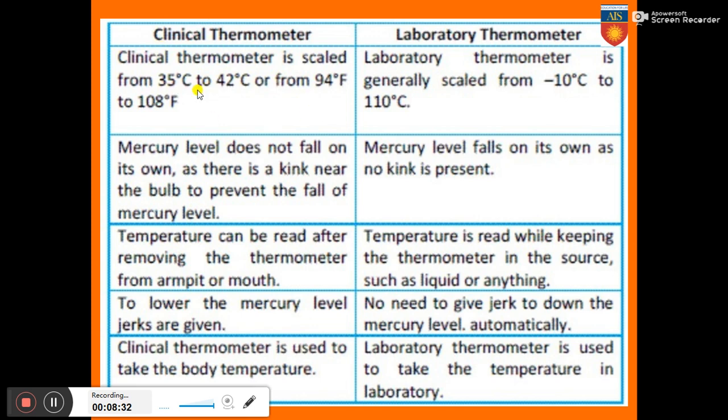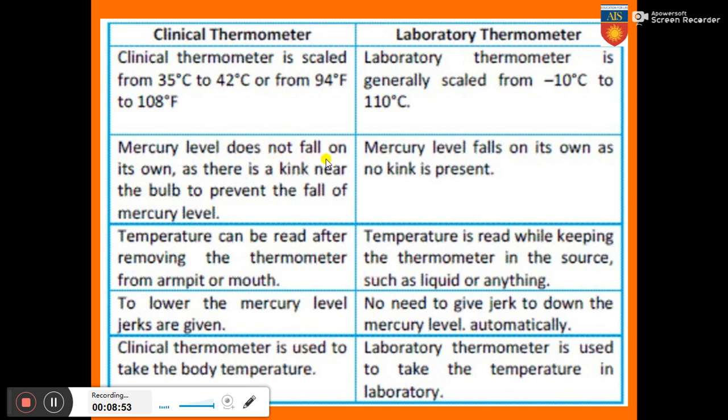These are a few differences between clinical thermometer and laboratory thermometer. First is the scale. The clinical thermometer has a scale from 35 degrees Celsius to 42 degrees Celsius, or from 94 degrees Fahrenheit to 108 degrees Fahrenheit. We can convert it using the conversion formulas. The laboratory thermometer has a higher scale from -10 degrees to 110 degrees Celsius.